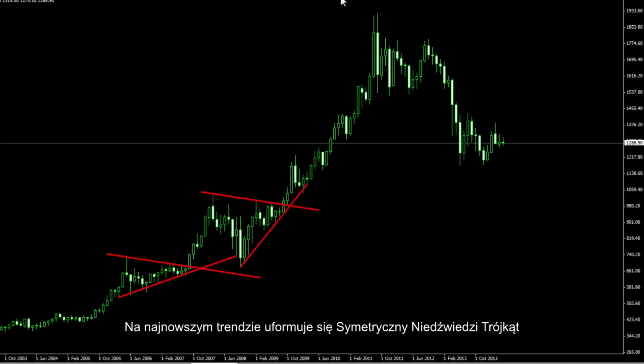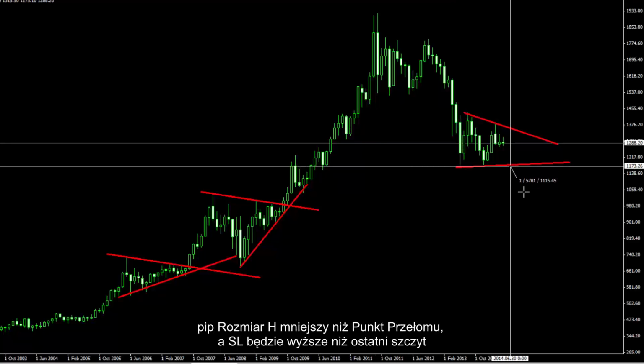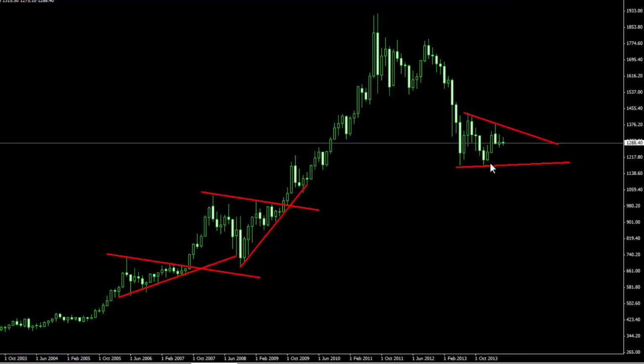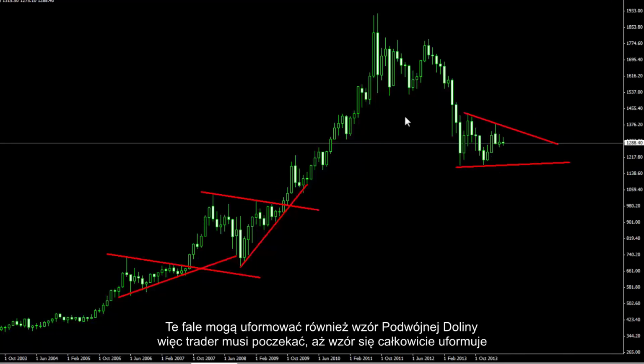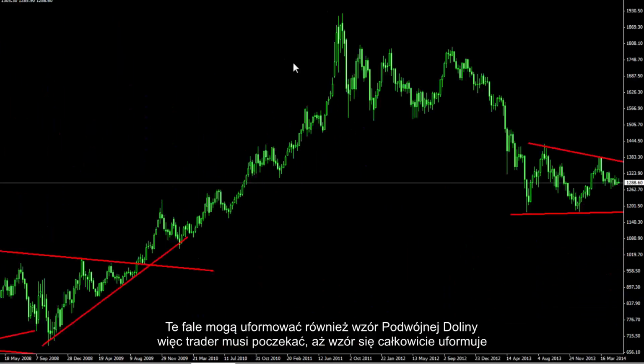On the most recent trend, a bearish symmetrical triangle pattern is going to be formed. A trader can place a sell order on the breakout point. TP would be 2,554 pips, H amount, lower than the breakout and SL would be higher than the last peak. These waves can form a double bottom pattern too. Thus, a trader must wait until a pattern is completely formed.